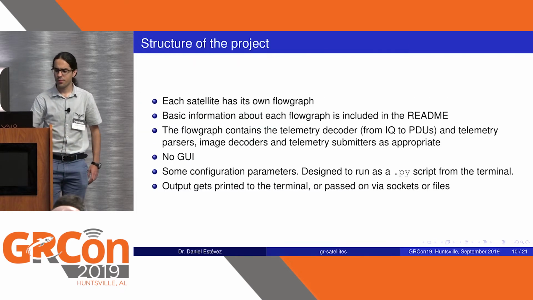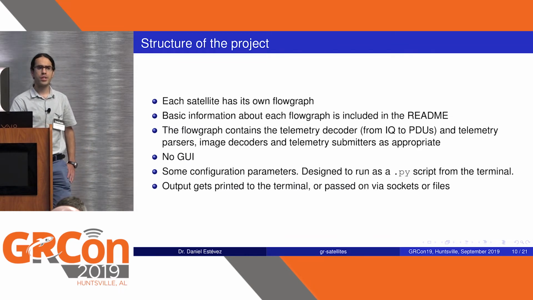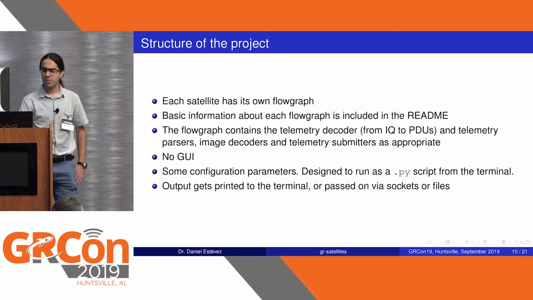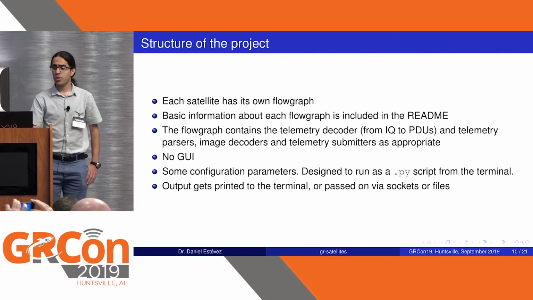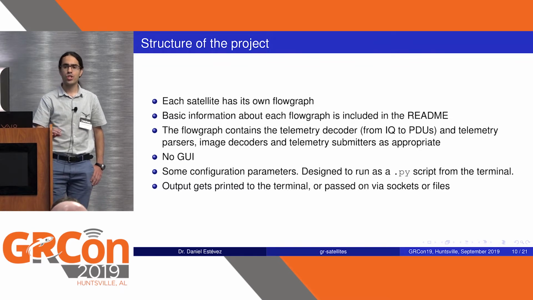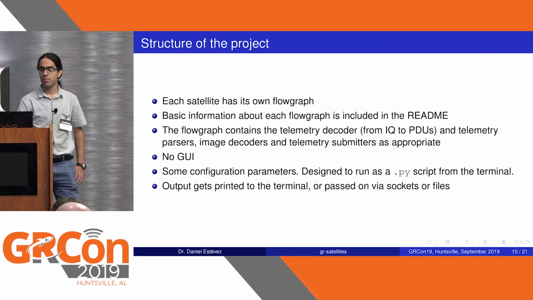So, a brief look inside. As I mentioned, every satellite has a different GNU Radio Companion flow graph, and the basic information about each of the flow graphs is included in the README file for the project, saying the type of modulation, forward error correction, encoding, and so on that each satellite uses. The flow graph contains the telemetry decoder, whose goal is to get from IQ samples to PDUs containing the data frames or the protocol frames. And then, depending on each particular satellite, it can have telemetry parsers, which decode the data into readable numbers, such as voltages, temperatures, and so on.